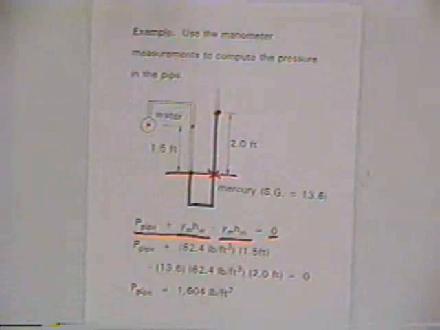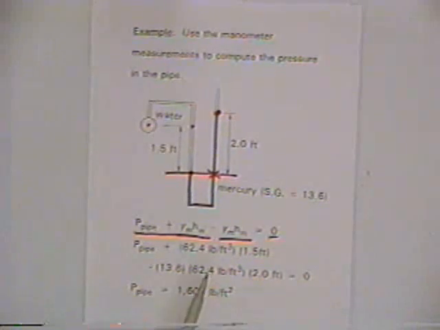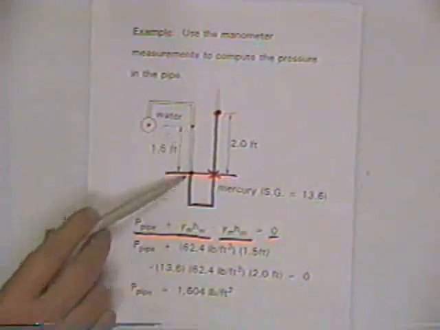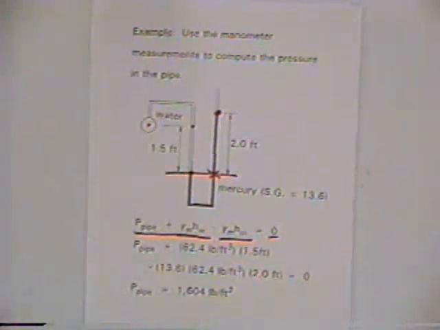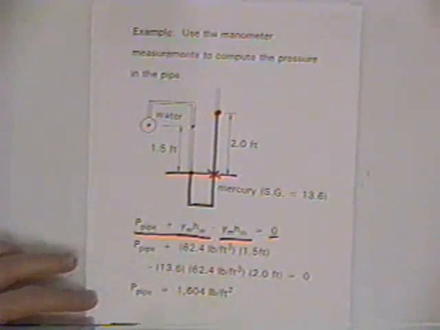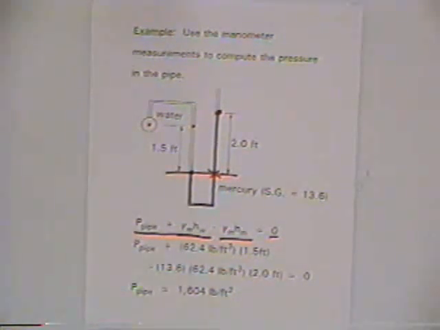So we've just written an equation all the way through the system here, and we can start at any point and go to any other point and write such an equation regardless of the configuration. The only actual unknown is the pressure in the pipe, because we know the 0 at one end, and we know all of the different vertical heads for the different liquids involved in the problem. So we just plug in the unit weights and the vertical differences in elevation and run the numbers out, and we get that the pressure in the pipe is 1,604 pounds per square foot.